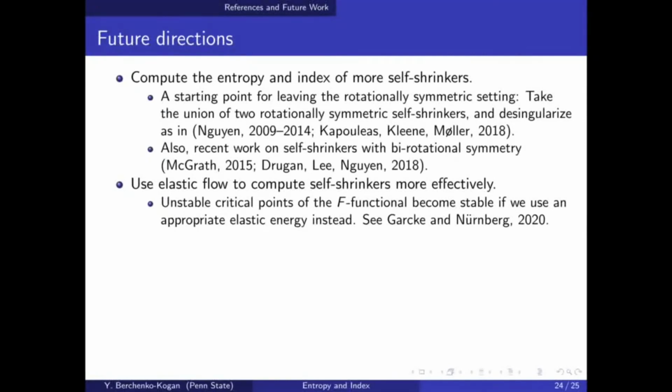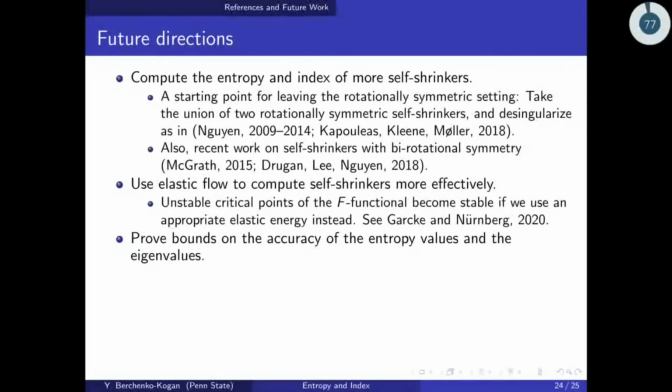And so this idea that I described of starting with something that's close to a self-shrinker and then running a flow to asymptotically approach that self-shrinker doesn't work if we run mean curvature flow, or technically speaking rescaled mean curvature flow, but it does work if we run elastic flow. And so there's some success there in the rotationally symmetric case, but one would like to extend that to be able to find and compute more self-shrinkers.